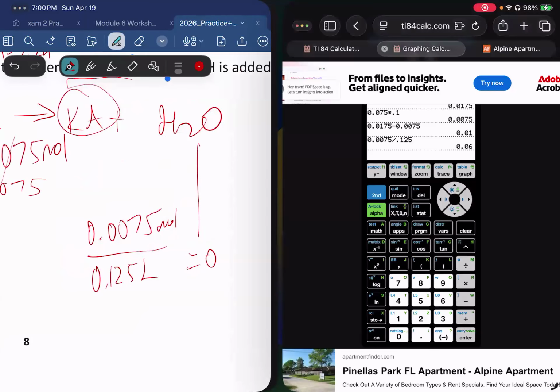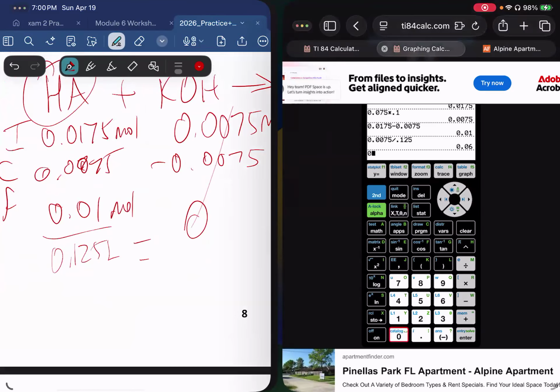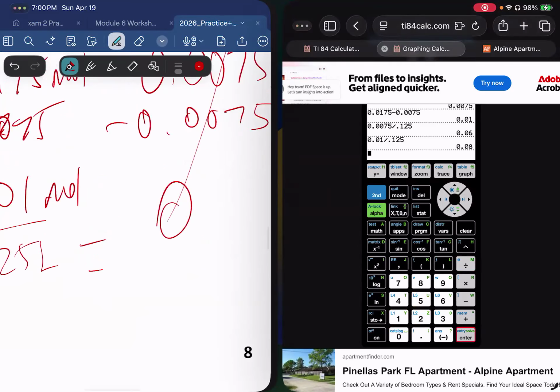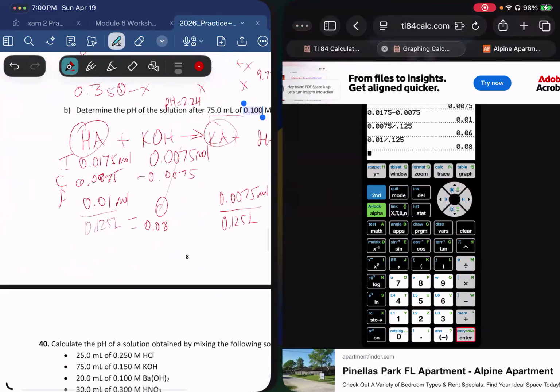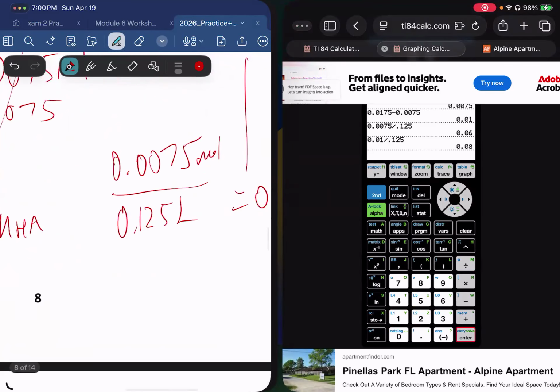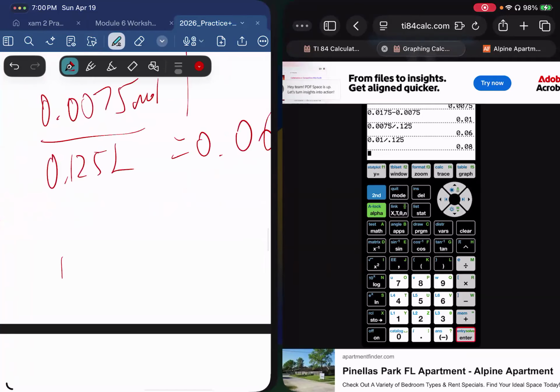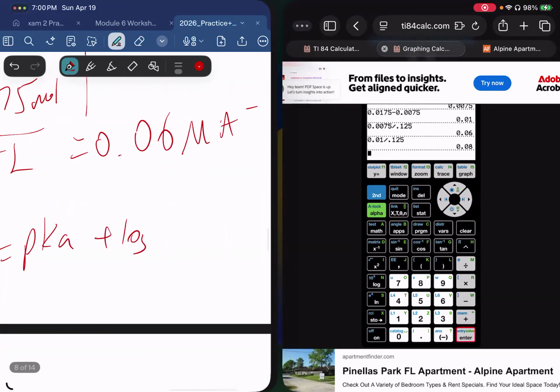So this is equal to 0.01 divided by 0.125, which is 0.08. Okay, and this is the molarity of HA. This is the molarity of A minus, 0.06. Then you just plug this in. pH is equal to pKa plus log of base, which is 0.06, over acid, which is 0.08.